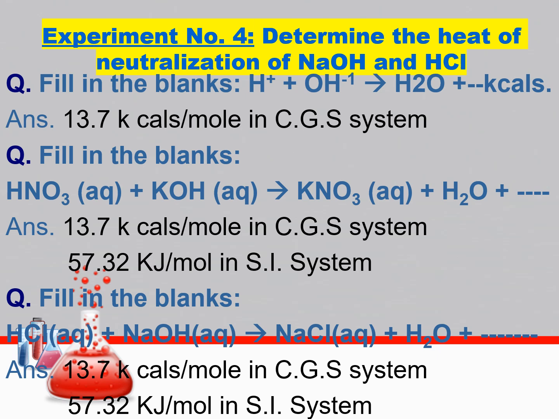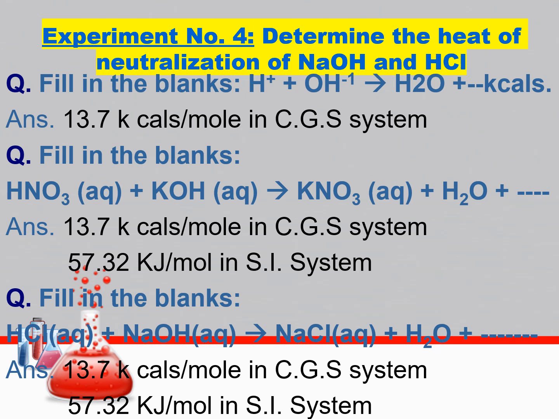If HNO3 allowed to react with potassium hydroxide, HNO3 is a strong acid, KOH is a strong base. If they allow to react with one another, they will produce KNO3 aqueous plus water plus dash heat. Answer is again 13.7 kilocalories per mole in CGS system. And in SI system, it is 57.32 kilojoule per mole.